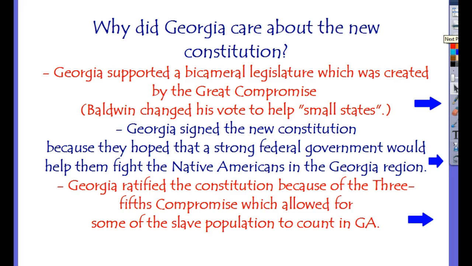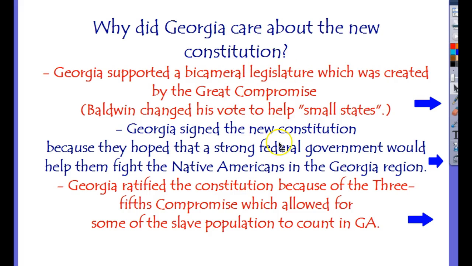Now, Georgia obviously had to approve. They had to ratify this new Constitution, and there was actually a little concern about it. But finally, Georgia was very excited about this new Constitution for several reasons. One is the fact that Georgia supported this bicameral legislature, which was a two-house legislature. It was created by the Great Compromise, and I'm going to talk about that shortly. But basically, Baldwin helped us to get to this bicameral legislature.